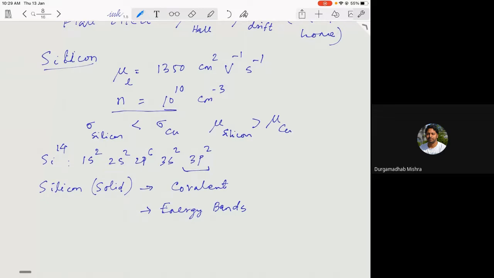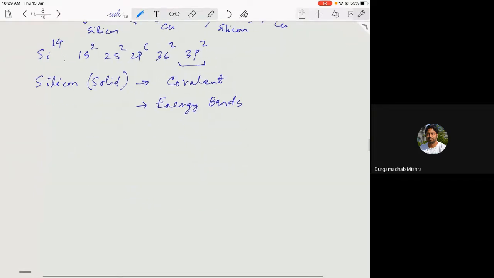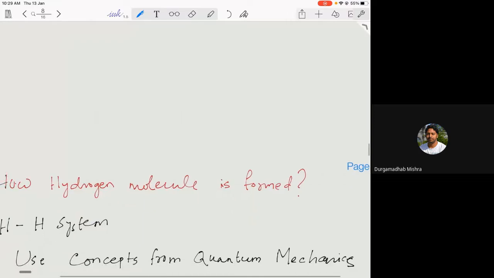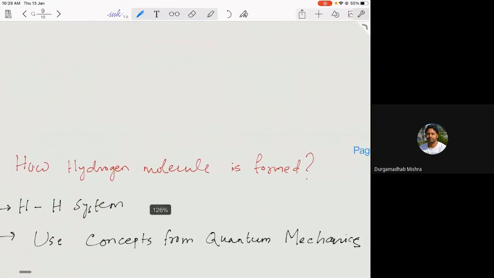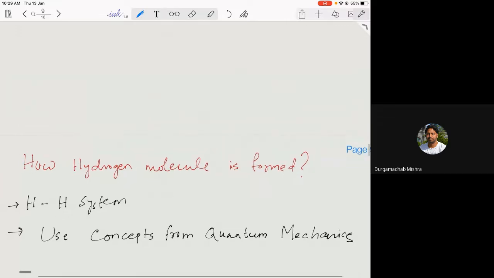And in order to understand that, a little bit of quantum mechanics is required, and I think you already have a bit of introduction to quantum mechanics in the last semester. So let me quickly jump to this question. We will start with a very basic system, what you know already: how a hydrogen molecule is formed. You also probably know it from chemistry as well.